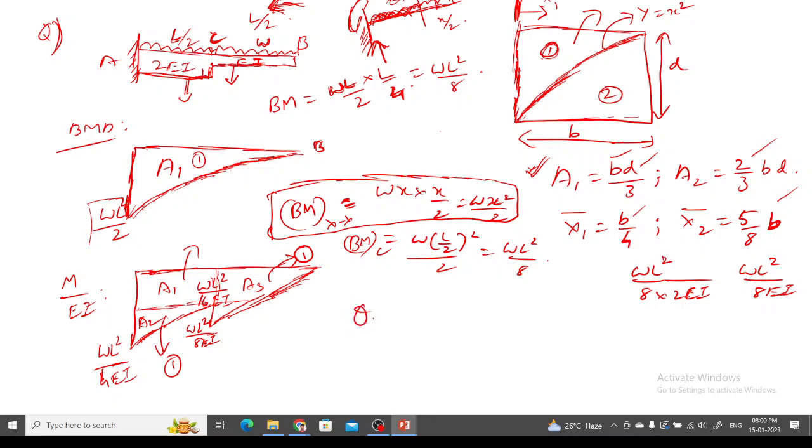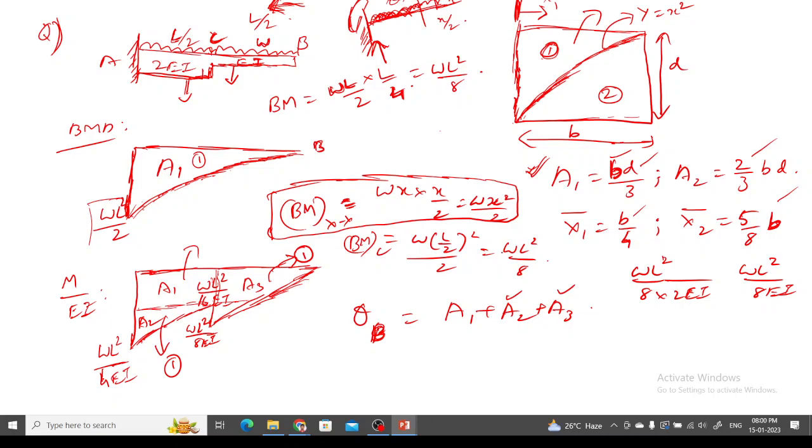Directly, if you want to find the value of theta C or theta B, then for theta B I have to find the value of A1 plus A2 plus A3. I have to know this formula beforehand, bd by 3, to calculate the areas of A2 and A3. Understood?